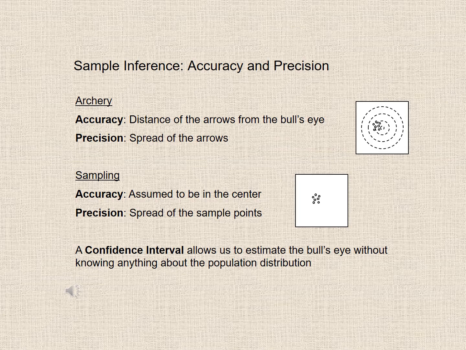What if I had to tell you to shoot without having a bullseye? This is the case in sampling, since the bullseye is unknown. This makes assessing the accuracy and precision of a statistical estimate not as simple. The spread still reflects the precision of the process, but the holes only provide an estimate of the bullseye, or accuracy. A confidence interval allows us to estimate the true value of the bullseye without knowing anything about the population distribution.